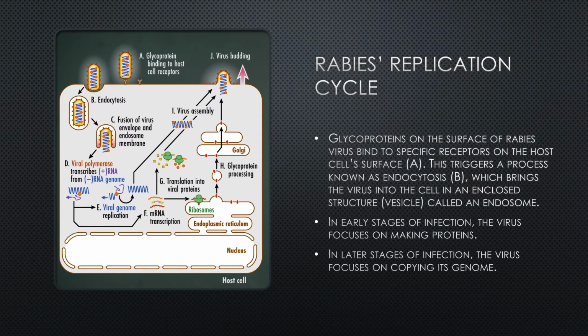So, rabies' replication cycle. Glycoproteins on the surface of the rabies virus bind to specific receptors on the host cell's surface. This triggers a process known as endocytosis, which brings the virus into the cell in an enclosed structure, a vesicle, called an endosome. In early stages of the infection, the virus focuses on making proteins, but in later stages of the infection, the virus focuses on copying its genome. And as you can see, there is a diagram of rabies' replication cycle.